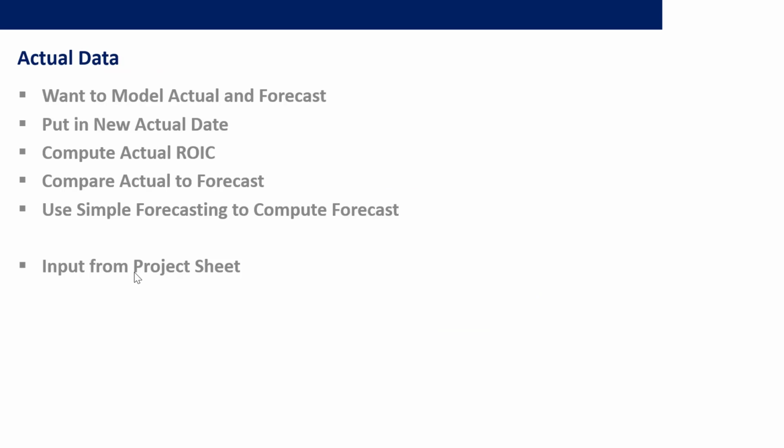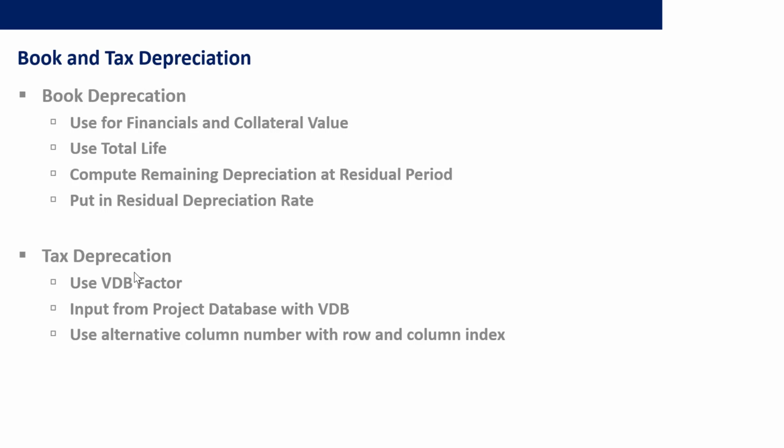And then how do we do something that's really kind of, I think, important? How do we get some of the actual data? What happens if we have some actual data and we want to take each of these projects and throw in the actual revenues and use this whole thing for asset management, so we can compare actual to forecast? We can create a new forecast. How do we get it in? And then I've already talked about the tax depreciation and book depreciation just a little bit. I'll go through that.